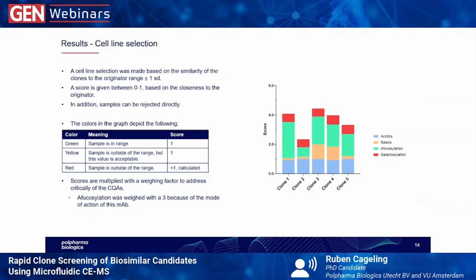And from here, from the total sum of the score, you could see that clone 3 scores the highest and would so potentially be interesting for further process development, while clone 1 and 4 could also be very of interest because of their closeness also to clone 3. Clone 2 will definitely fall off the wagon in this case.